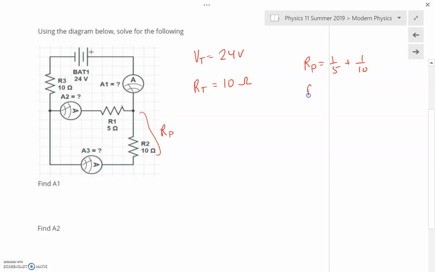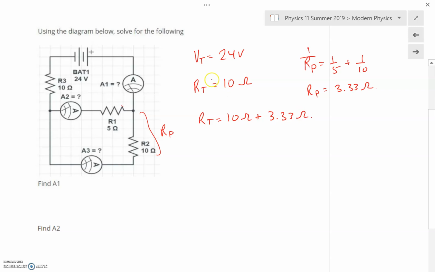Doing the calculation gives me a resistance of 3.33 ohms. Therefore, the total resistance in this circuit is 10 ohms plus the 3.3 ohms.